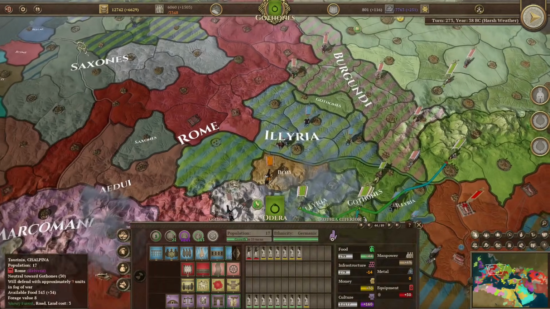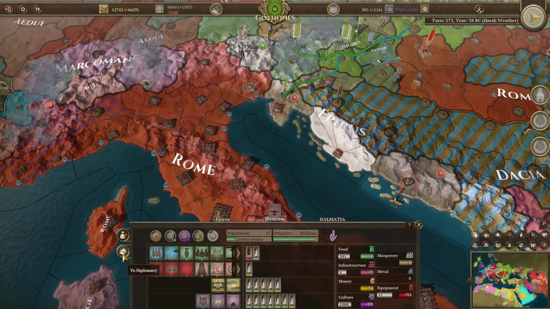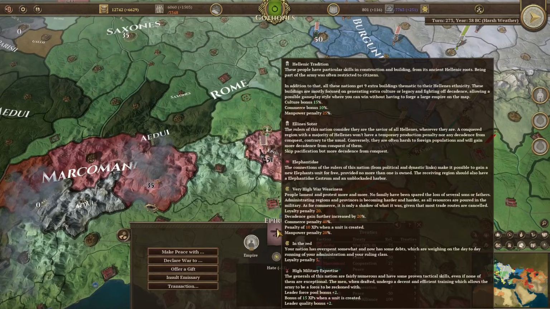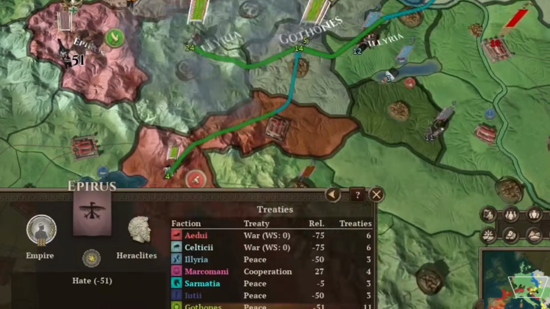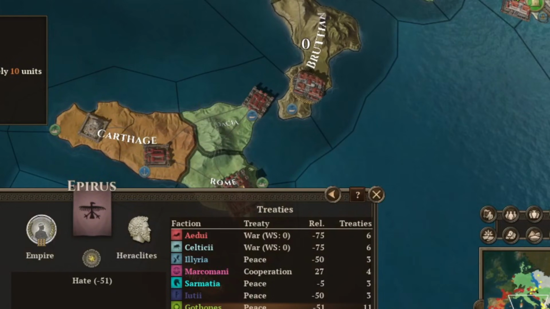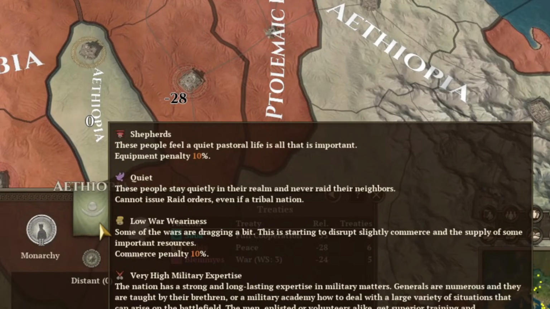For example, let's find some country which is fighting quite long, like Epirus. If you go to the diplomacy and hover over their flag, you can see they have very high war weariness, and their decadence is increased by 20%. So the higher the war weariness, the worse the modifiers. Probably in the south we have Carthage, they have high war readiness, decadence increased by 10%, and they have low war weariness and only a commerce penalty. So the longer you fight with more enemies, long term, the more expensive it can be in terms of decadence.